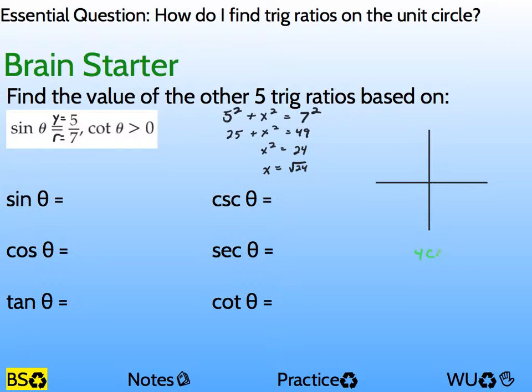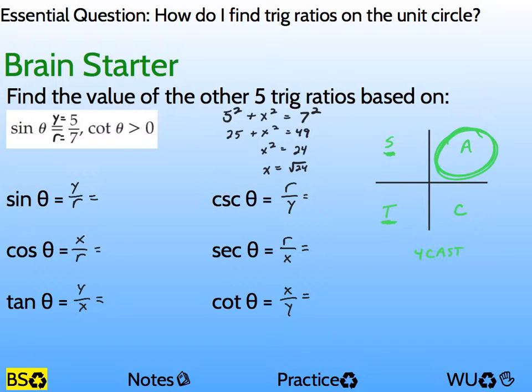Remember, using the phrase "all students take calculus" (ASTC), cosine is positive in quadrant 4, all are positive in quadrant 1, sine in quadrant 2, and tangent positive in quadrant 3. So in this case, we know that sine is positive because it's 5 over 7. We also know that cotangent, which would also imply that tangent, is positive. So we have both tangent and sine positive. In quadrants 2 and 3, it's just sine positive in 2 and just tangent positive in 3. So this means we must be in quadrant 1, where all of the values are positive.